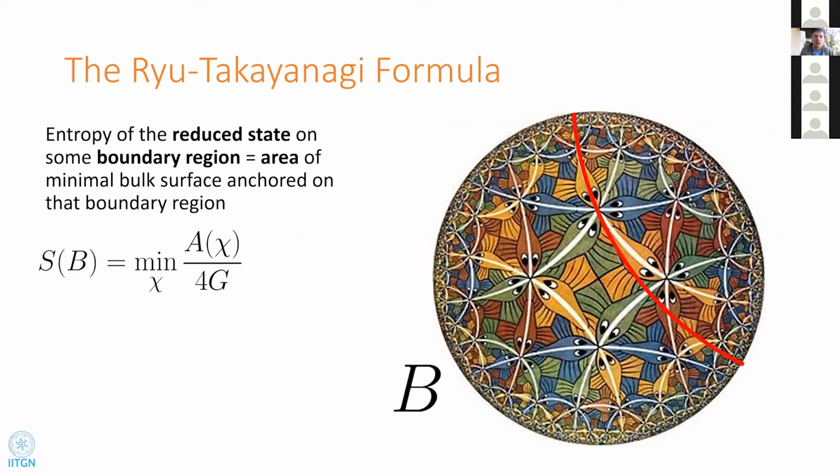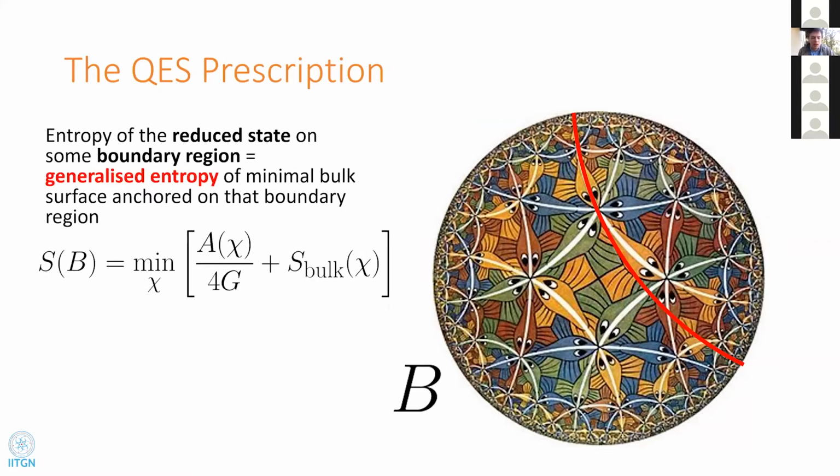So what does this formula say? It says if you look at some boundary subregion and you look at the reduced state of the boundary theory on that subregion, then the entanglement entropy of that reduced density matrix is given by the area of the minimal bulk surface that is anchored on that boundary region, technically that is homologous to that boundary region. This formula is pretty cool and it's been very, very influential, but that's just the leading order classical contribution.